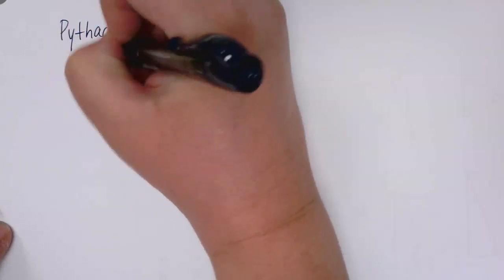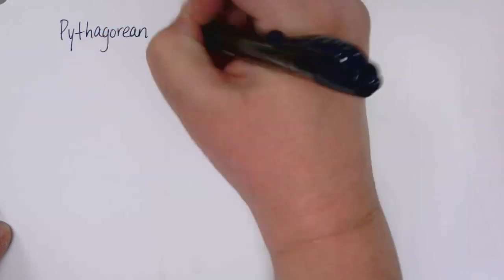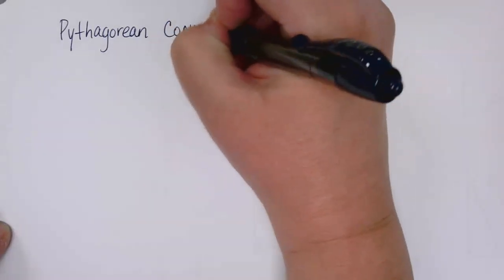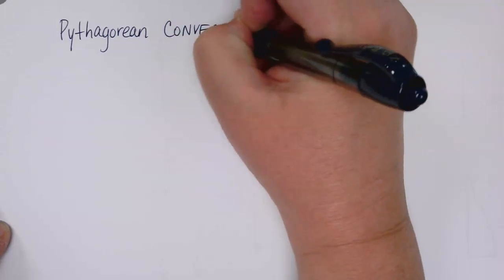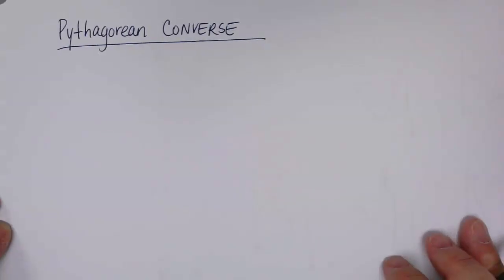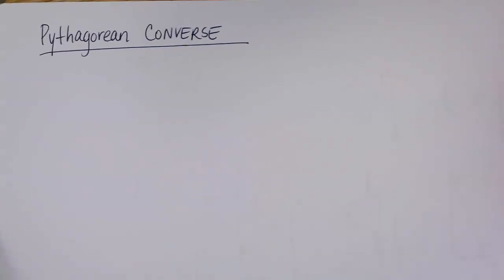Make sure you do understand the Pythagorean theorem first before watching this video, because now we're going sort of backwards. We're going to talk about the Pythagorean converse. Really, that's a short way of saying the converse of the Pythagorean theorem. The converse, remember, of a theorem is basically going backwards.